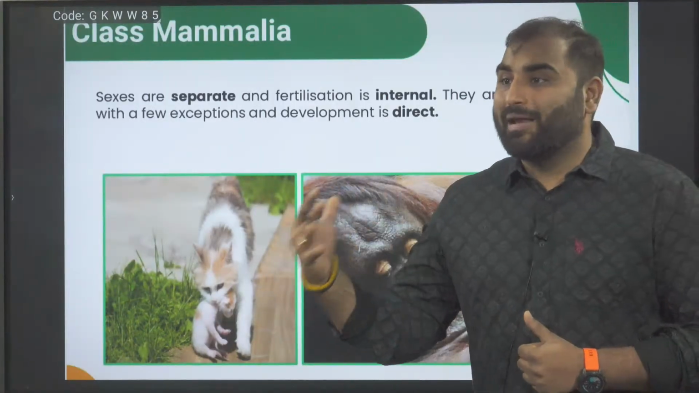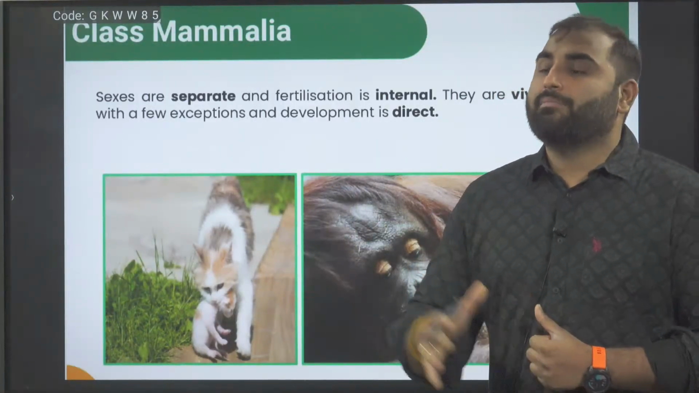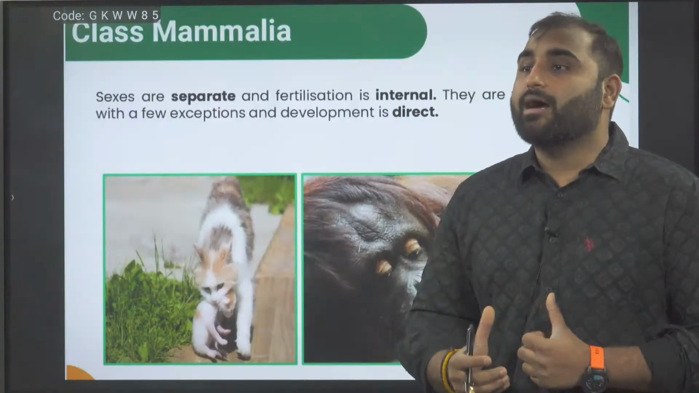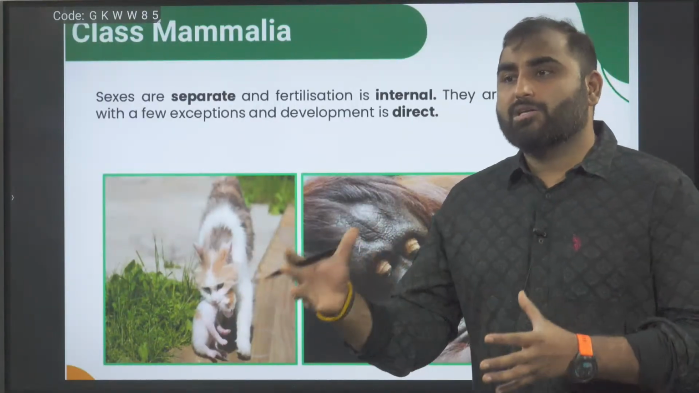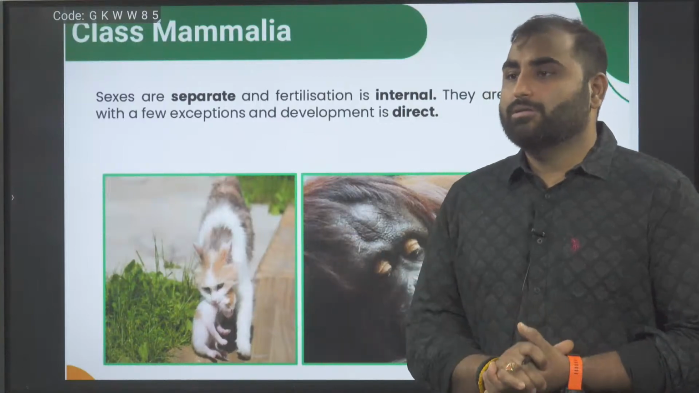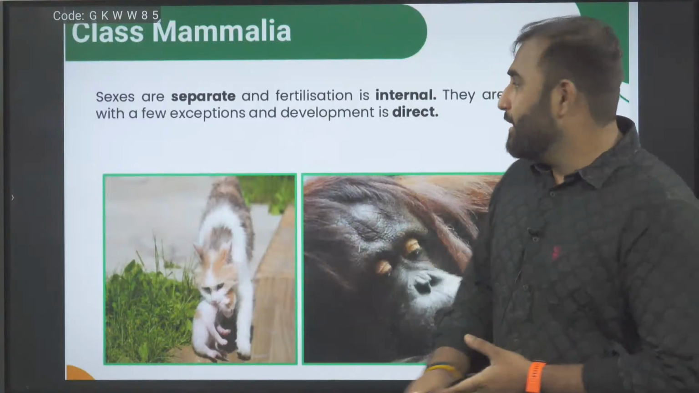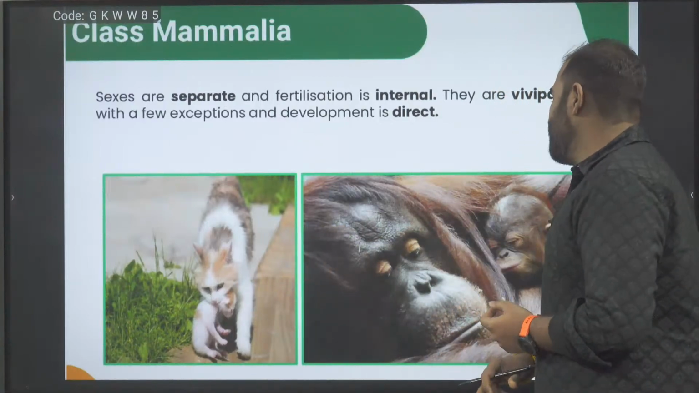And talking about placental mammals. In placental mammals, there is formation of placenta. The young one completely develops inside the mother's body. And when the young one is out, it is a grown young one. Am I clear? So it doesn't need further development outside.